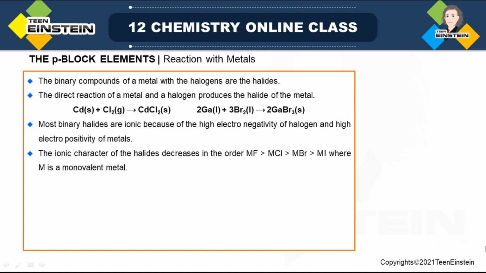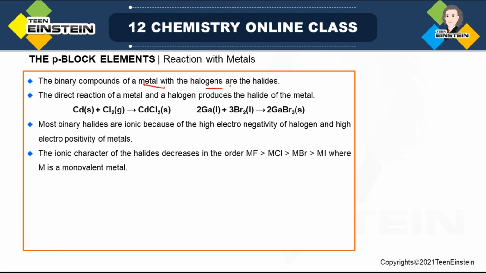So interhalogens, their properties have some differences if we compare with the properties of the actual halogens, and then we will discuss oxoacids and their properties and related problems. So first, reaction with metals. Binary compound of metal with halogen.